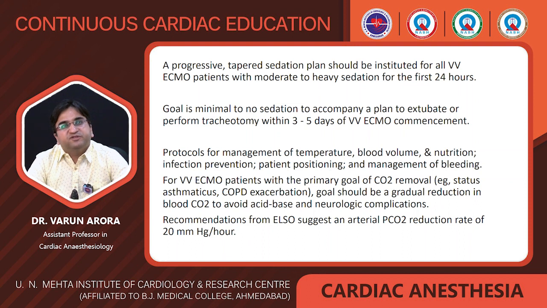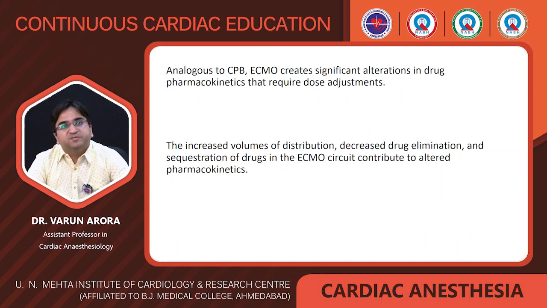For a VV ECMO patient with the primary goal of CO2 removal, like status asthmaticus or COPD exacerbation, the goal should be a gradual reduction in blood CO2 to avoid acid-base and neurological complications. Recommendations also suggest an arterial PCO2 reduction rate of 20 mm mercury per hour.